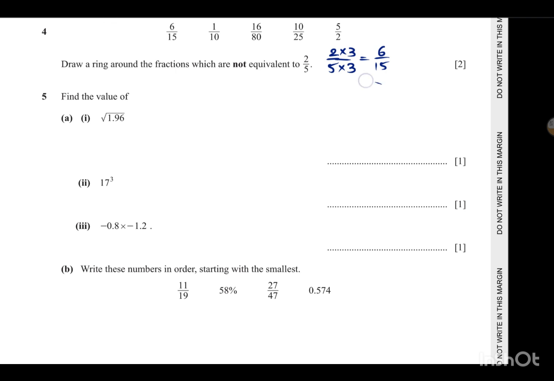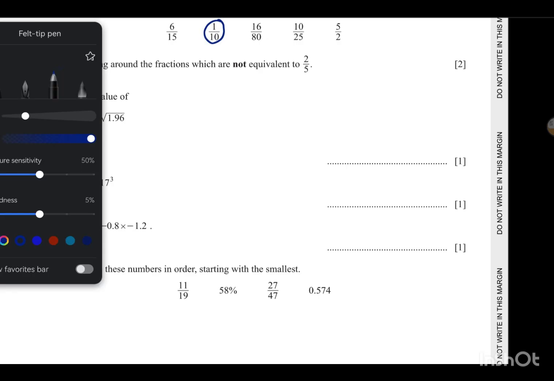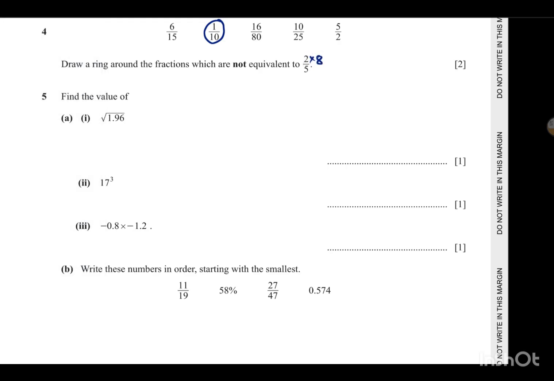Then next, find out for 1 by 10. In 1 by 10, the denominator is 10, so 5 times 2 will be 10, but the numerator is 1, so you cannot make 2 as 1, so it is not equivalent. So you can circle this fraction. Then next, 16 by 80. To make 16 by 80, 2 times 8 is 16, 5 times 8 will be 40, so that is also not equivalent. So this is also not equivalent, 16 by 80.